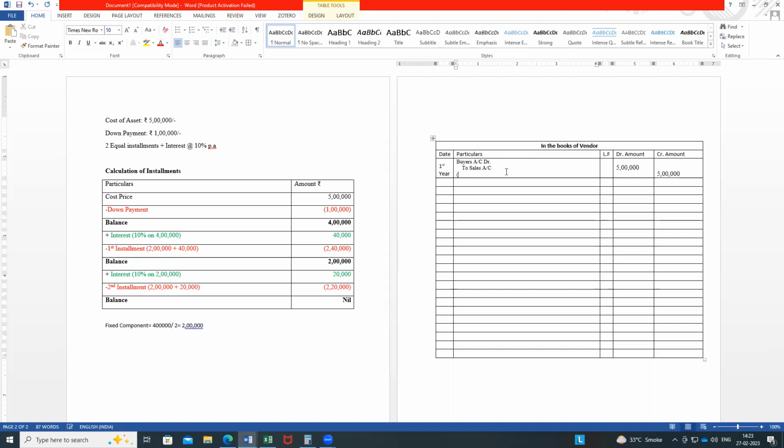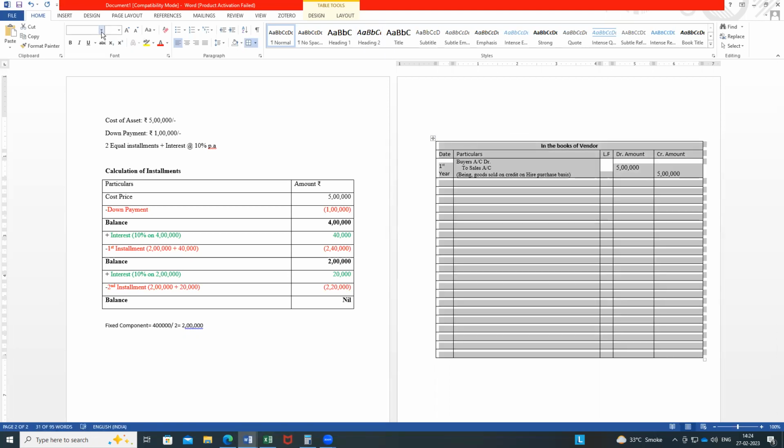Now the entry would be goods sold on credit. When goods sold on credit on hire purchase basis. Okay, this is what we need to write. Let me just make it big.